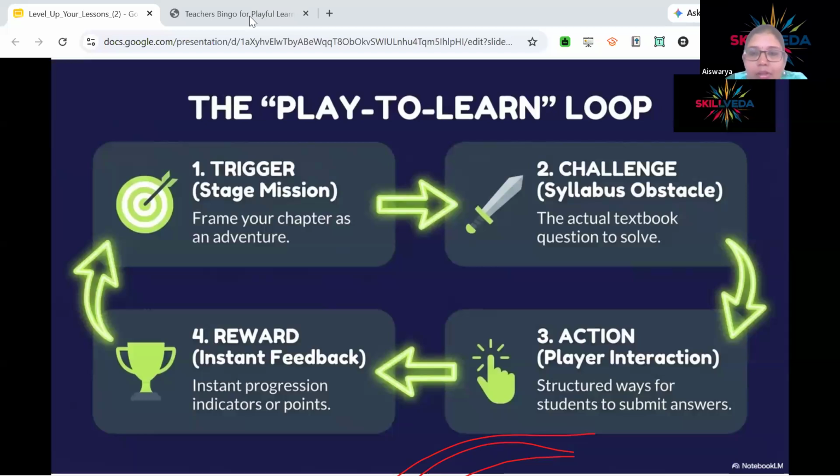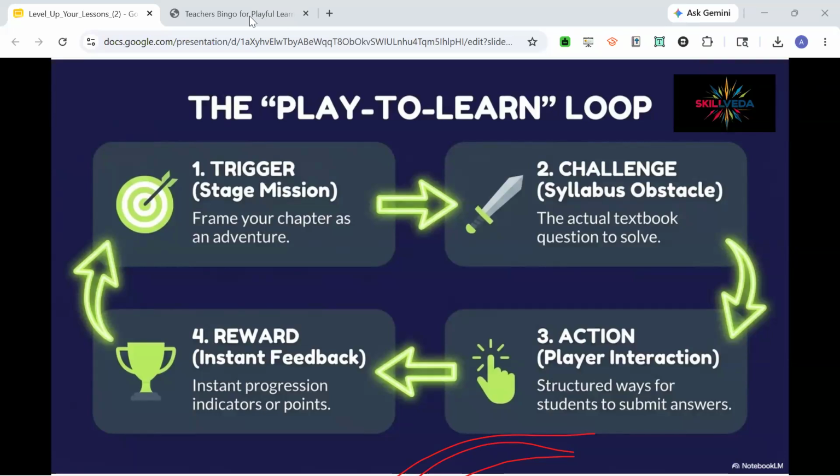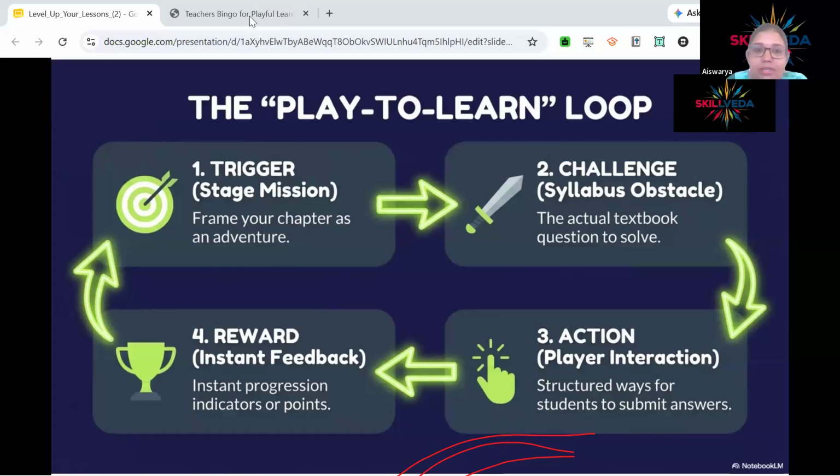I would say challenges. Okay. Rewards. Okay, Anupsa says reward, right?